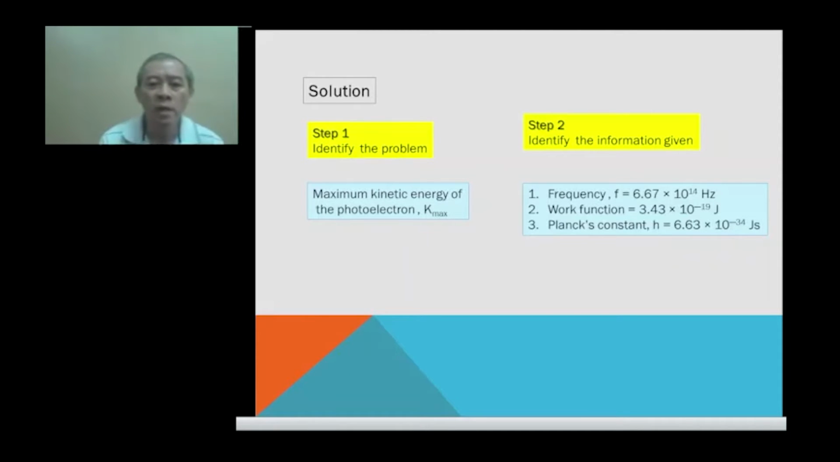Okay, step two, identify the information, list out all the important information given. So here, there are three important pieces of information already given. First, the frequency, f equals 6.67 times 10 power of 14 Hertz. Okay, second, work function equal to 3.43 times 10 power negative 19 Joule. Last one, the Planck constant, h equal to 6.63 times 10 power negative 34 Joule second.